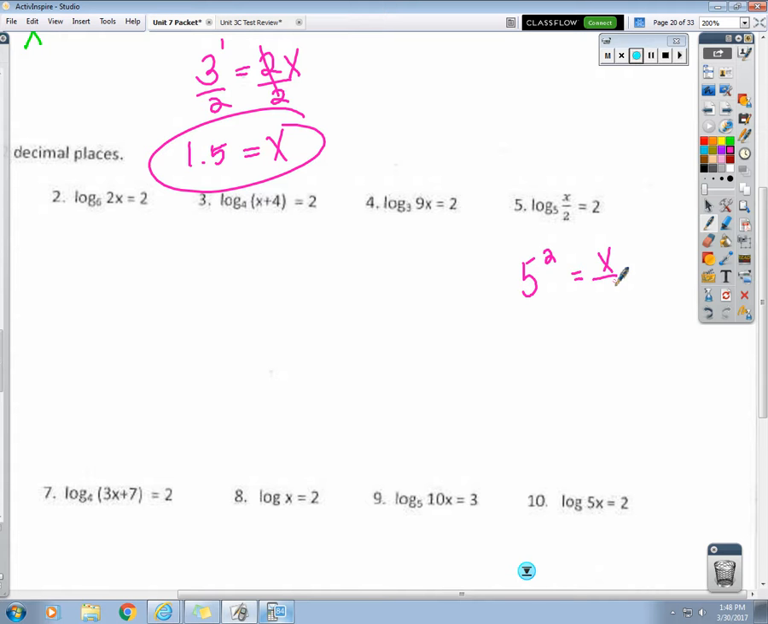Right, try not to look at your paper. See if you actually know how to do it without just reading your paper. So this becomes 25 equal to x over 2, and now to solve for x, right? And so x equals 50. Number 6, okay.